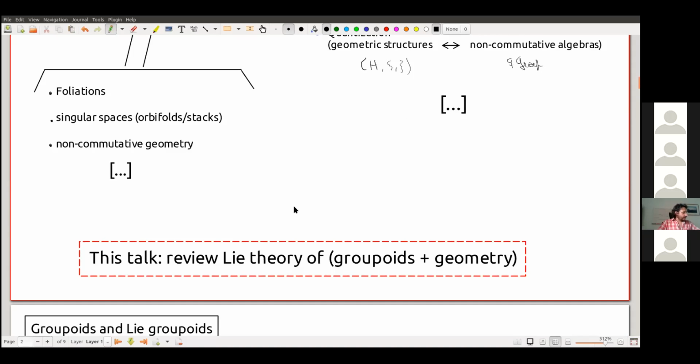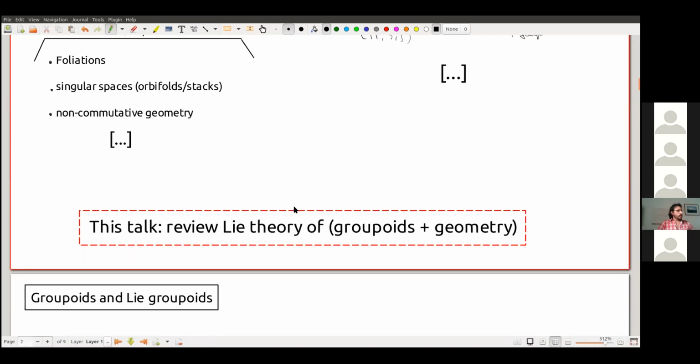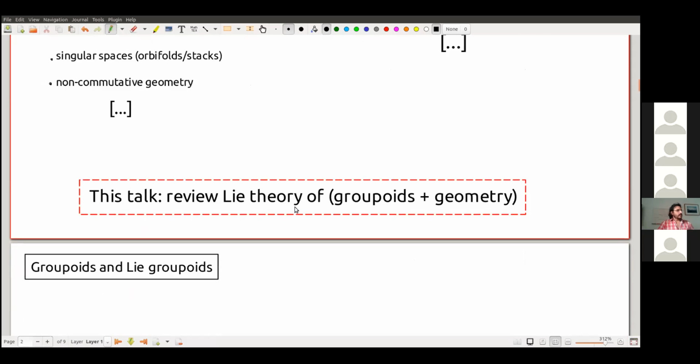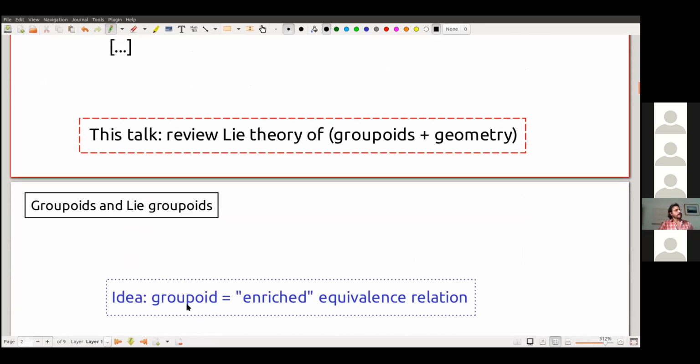So let's begin quickly with this. The first thing that I want to do is to give you an idea of what these groupoids are. I'll start with groupoid, which is an algebraic structure independent of the Lie modifier, just as a group is an algebraic structure.